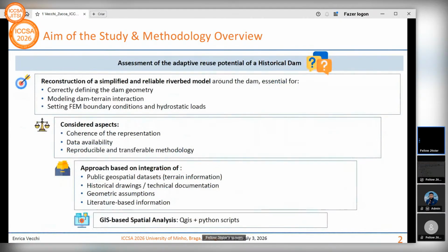Why was the reconstruction of the riverbed so important for our study? Because this starting model is essential to correctly define the dam geometry, also to model the dam-terrain interactions, and finally to set the FEM boundary conditions and the hydrostatic loads. What we consider is a balance between the coherence of the representation and the data availability in order to produce a transferable methodology for other studies. So our approach is based on the integration of different data sources inside a GIS-based methodology.